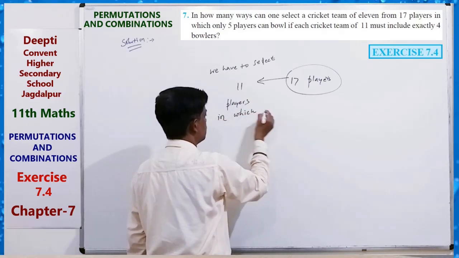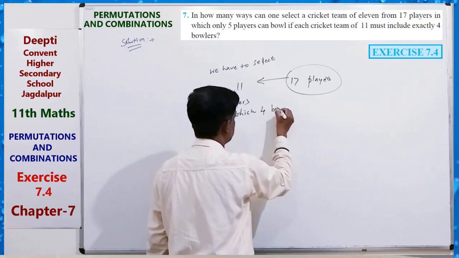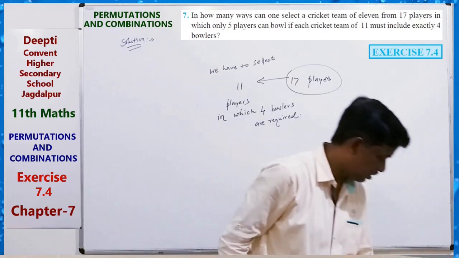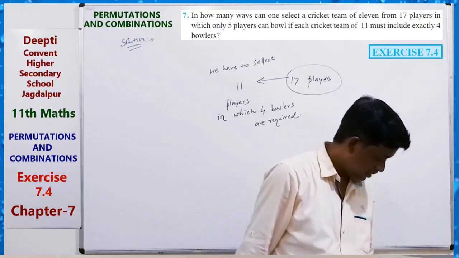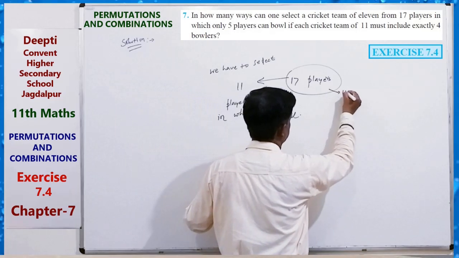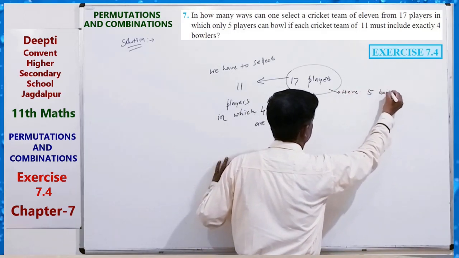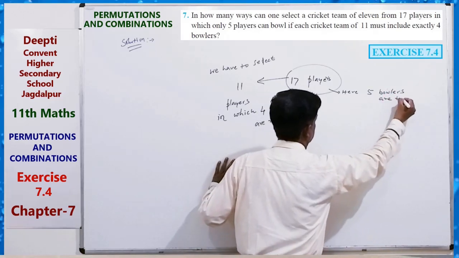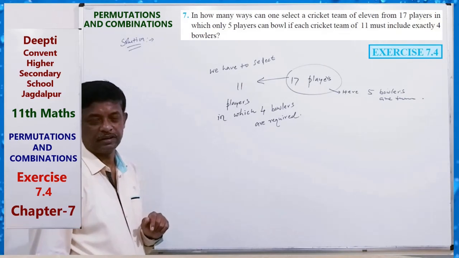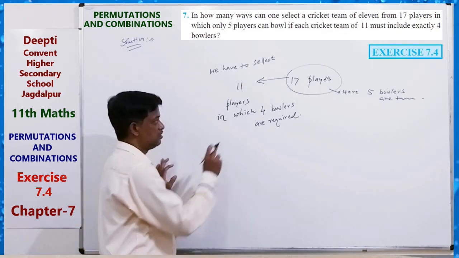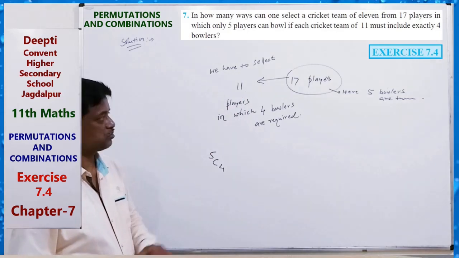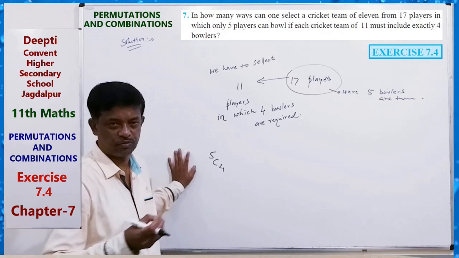In which exactly 4 bowlers are required, right? Exactly 4 bowlers are required and 5 players can bowl. So 5 bowlers are there, and 4 bowlers are required in the cricket team of 11. So first of all, select 4 bowlers from 5 bowlers. Because 5 are bowlers, so 5C4. Just 4 bowlers are taken.